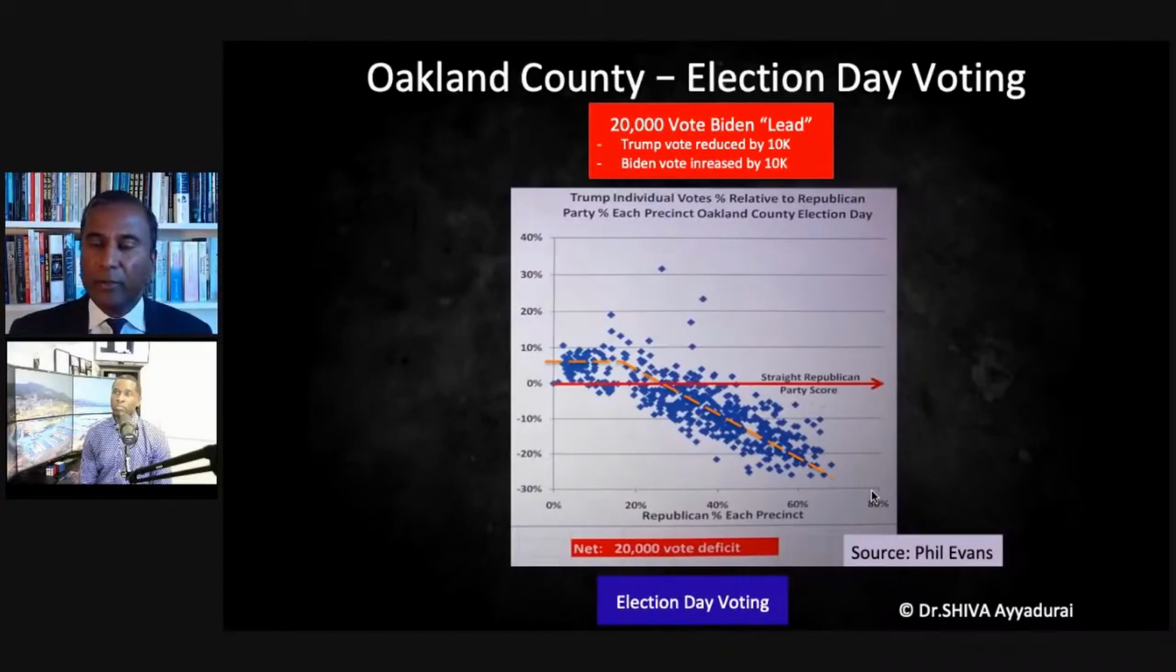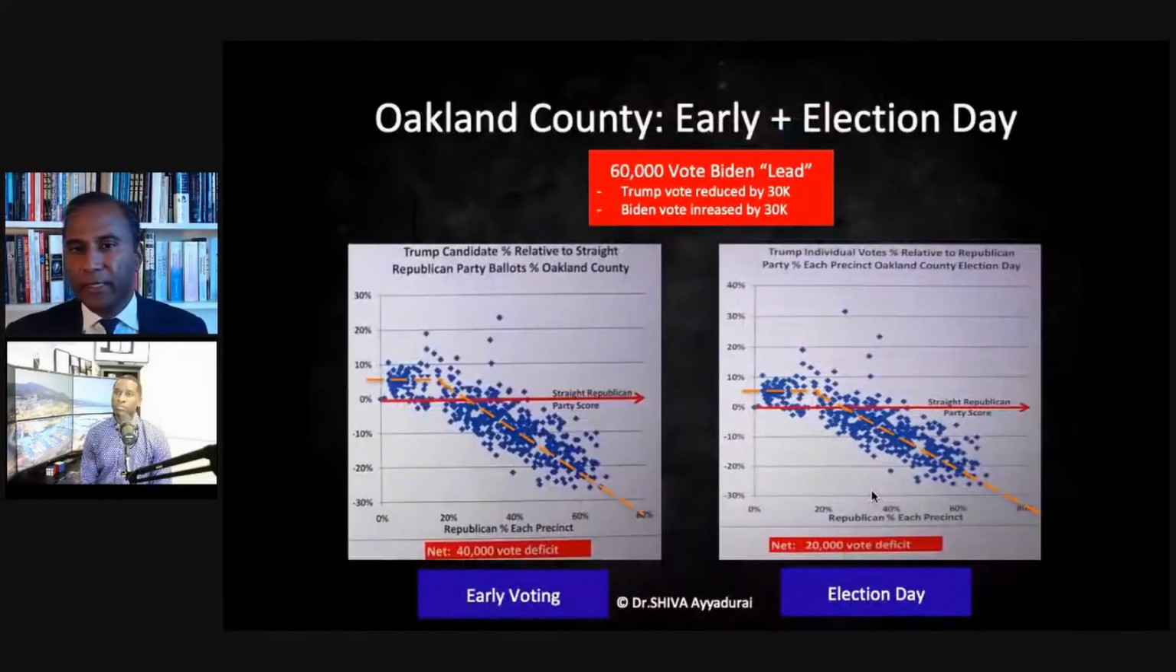Now, let's go into a different county. Is this only in Oakland? By the way, Oakland is one of the biggest counties. And by the way, I want to put both of them together. You see that when you add it all up, 60,000 votes increased Biden's lead, right? So a total of 30,000 votes were reduced for Trump and 30,000 votes were increased for Biden. So Biden's margin increased by 60,000 votes. All right, so that's Oakland County.